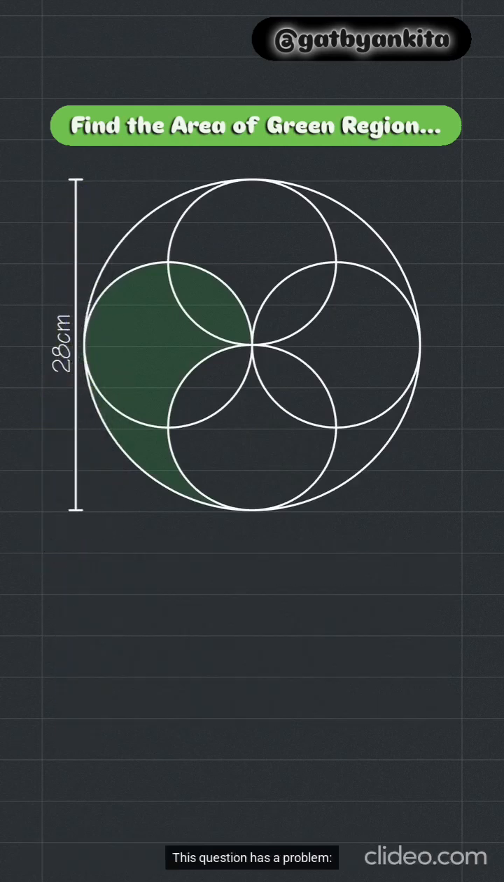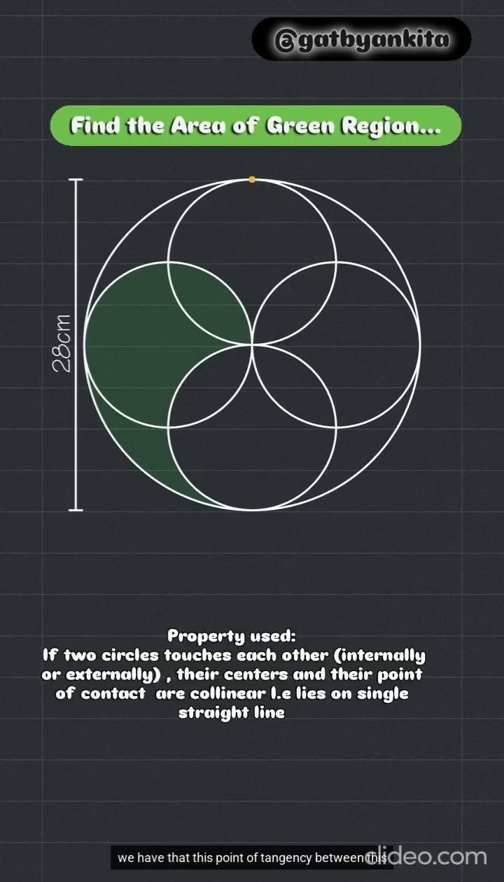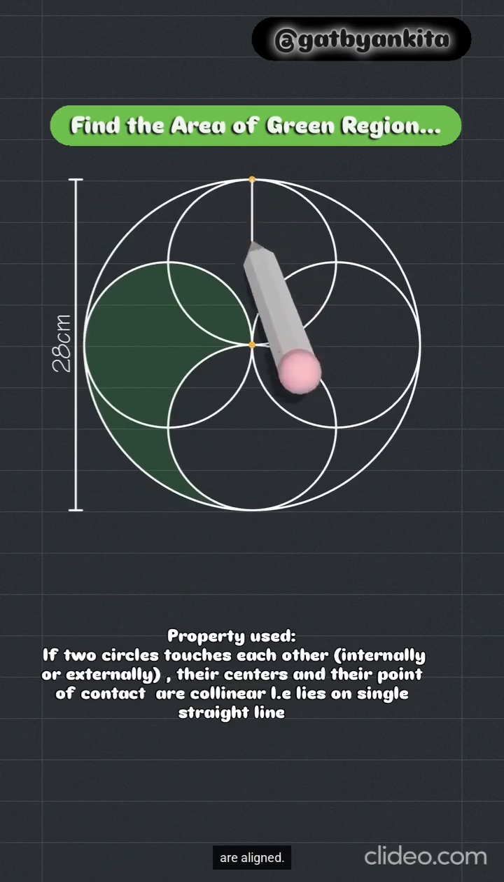This question has a problem. The statement needed to provide other information that it didn't. According to the properties of tangent circles, we have that this point of tangency between this smaller circle and the larger circle and the two centers of these circles are aligned.